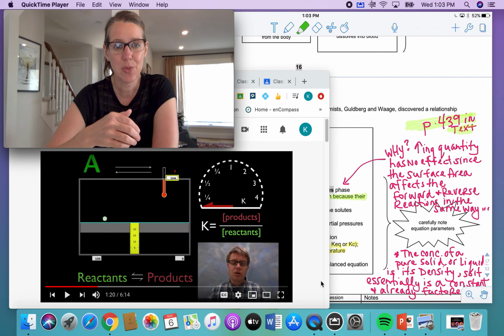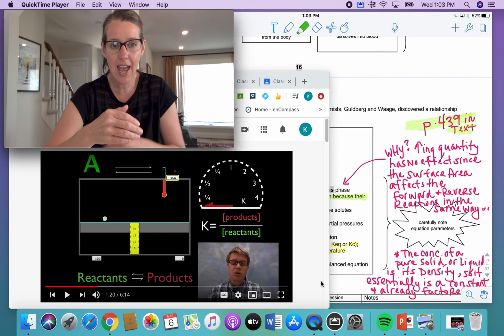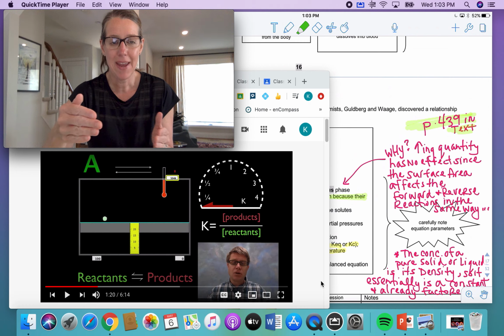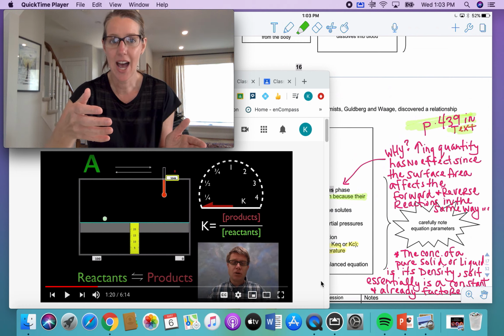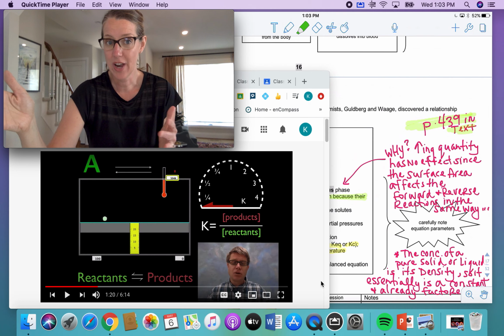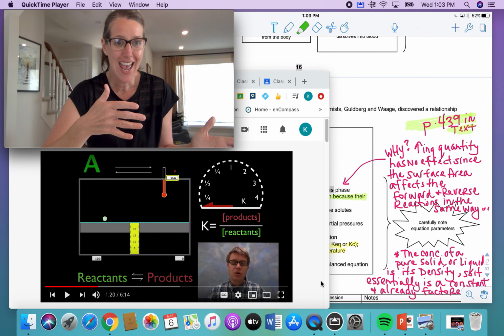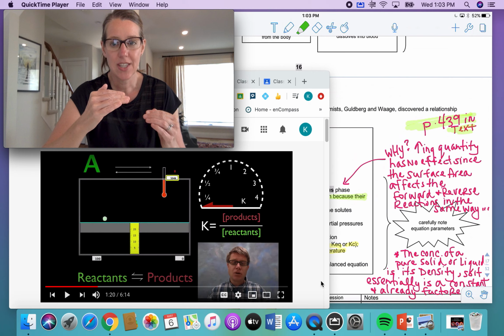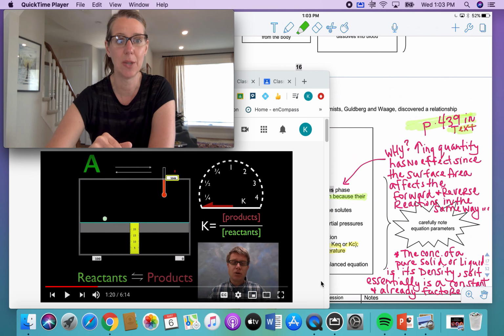So what we can do is look at a system and figure out, is the system at equilibrium or not, based on whether that K value is actually 1. If it's less than 1, then it's favoring a certain direction. If it's greater than 1, it's favoring another direction. And if it equals 1, then that system is at equilibrium. So this is all about calculating K, which is the equilibrium constant.